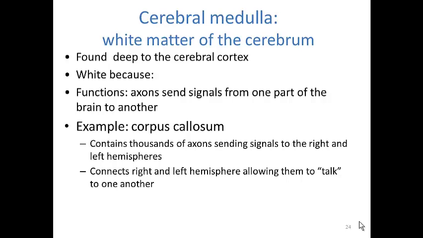So these axons are sending signals from one part of the brain to another. Like I just mentioned earlier, the corpus callosum is an example. So we said that the two hemispheres of the cerebrum are for the most part separated, but things like the corpus callosum do connect them. And the corpus callosum is important because it allows communication from the left hemisphere to the right hemisphere.